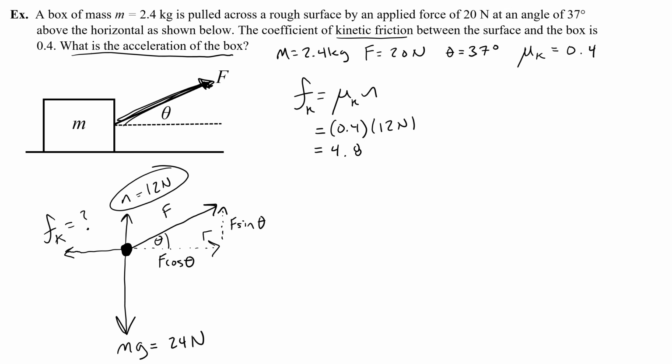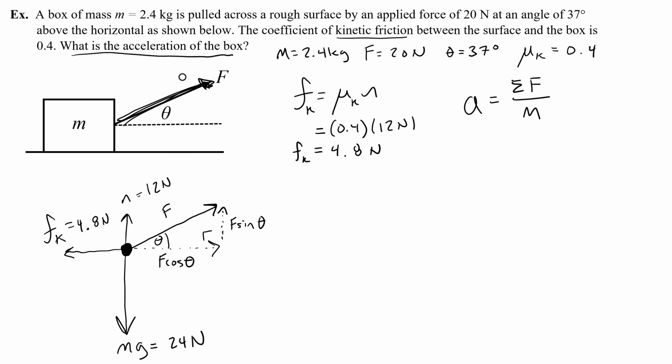Yeah, 4.8. So that's the force of friction, 4.8 newtons. And if I want, maybe I'll go to my free body diagram and write that, 4.8 newtons. Okay, great. So why did I want to find the force of friction? Acceleration. We find acceleration by taking the net force and dividing by the mass.